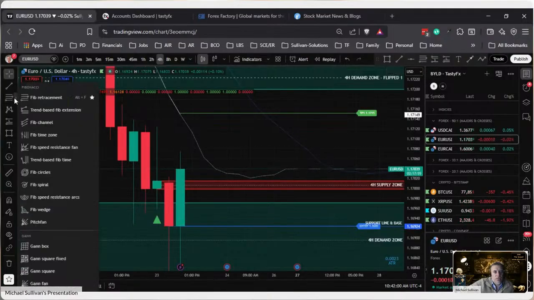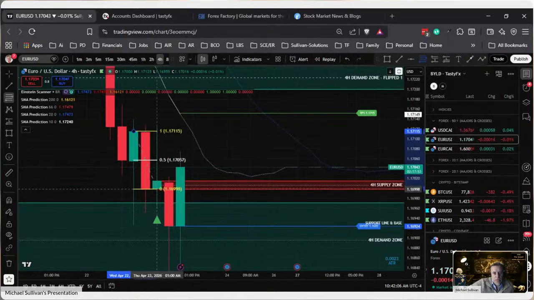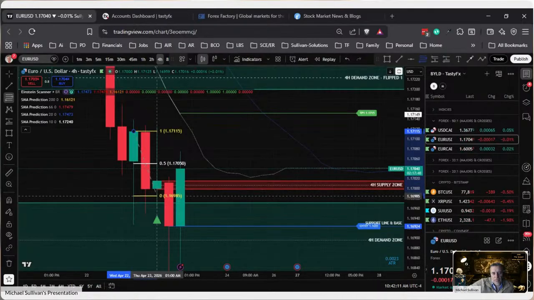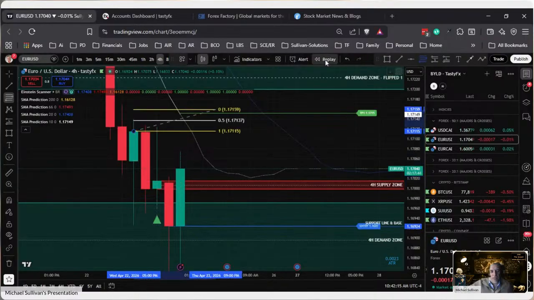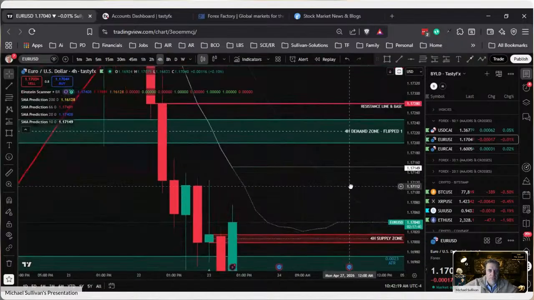Let me check. Is this one a supply zone? Again, the way we check, we go to the fib and we go to the top of the candle, the base, and go all the way down to the bottom here. This is not. If it was right here, it would be good. It'd be less than 50%, but because it's more than 50%, that does not qualify. So we won't use that one.